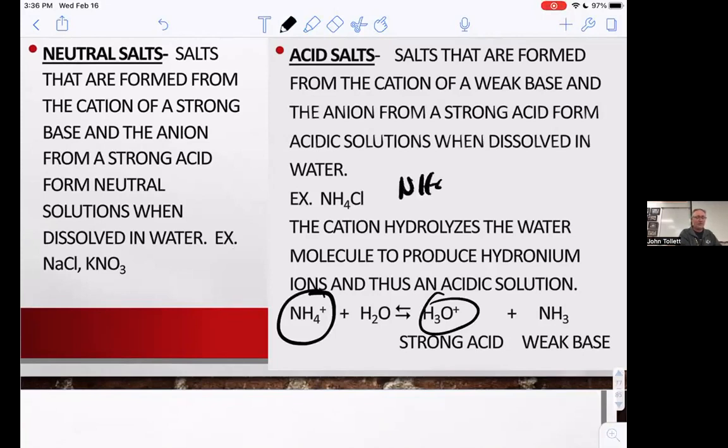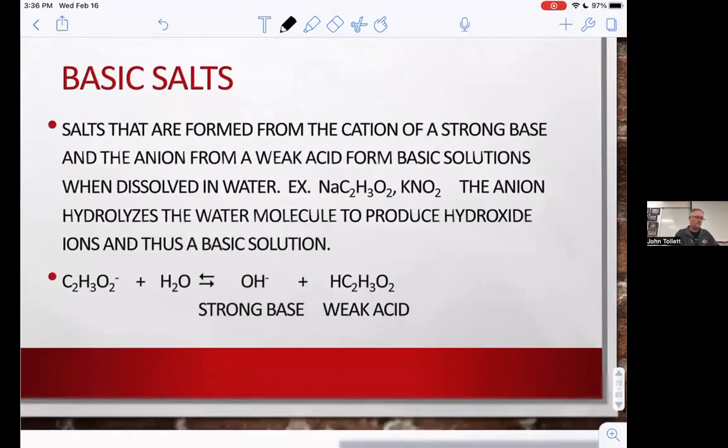You could also write it as NH4 plus goes to NH3 and H plus. But I would always add water. I would add water to the ammonia and predict it. It'll make it better if you take the weak part and add water to solve for what these are.